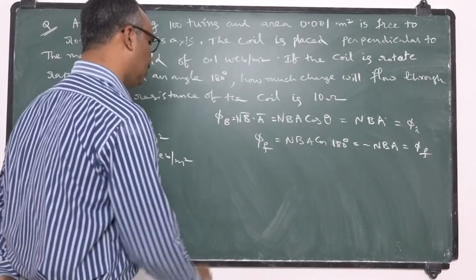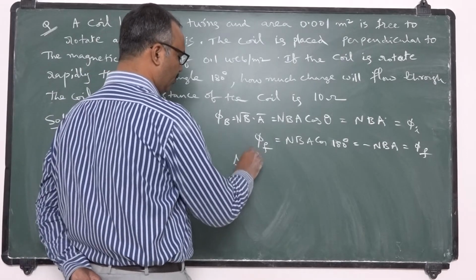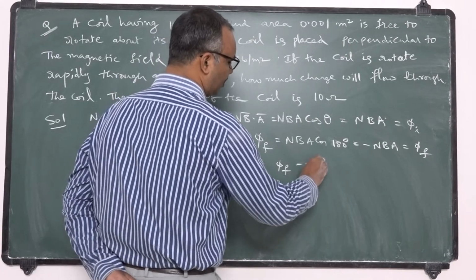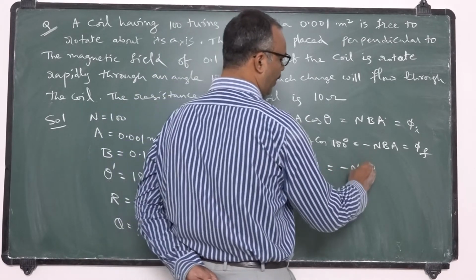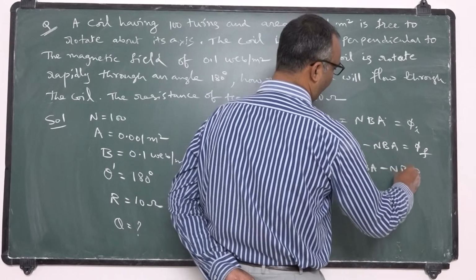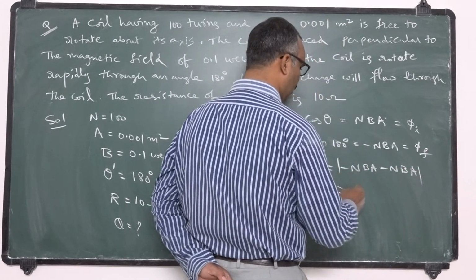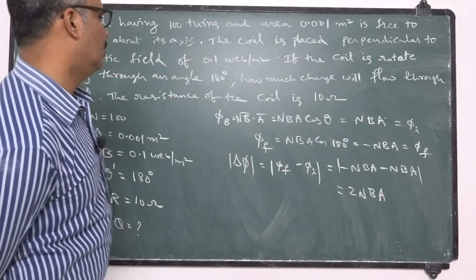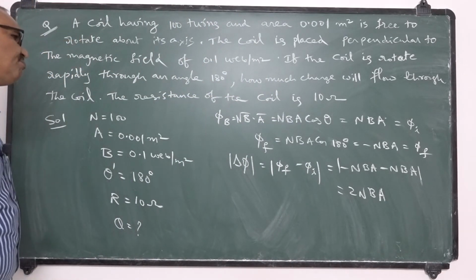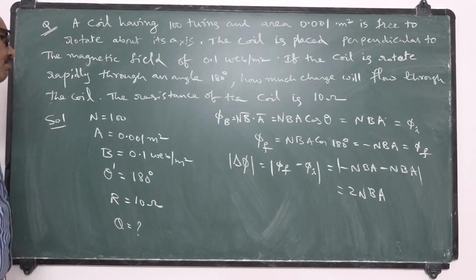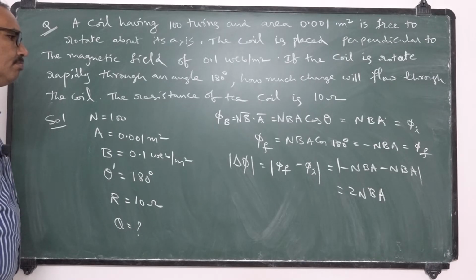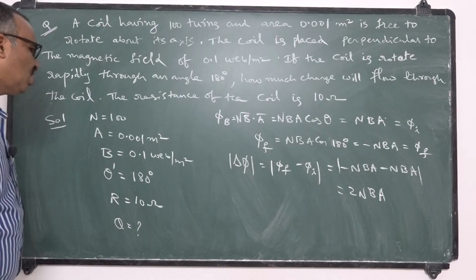Final flux is like this. So change in magnetic flux, if I take only magnitude, is final flux minus initial flux, that is minus NBA, modulus of. So 2NBA is the change in flux. Now I need to calculate the charge.